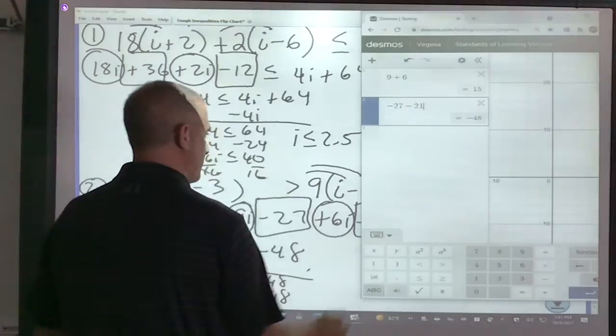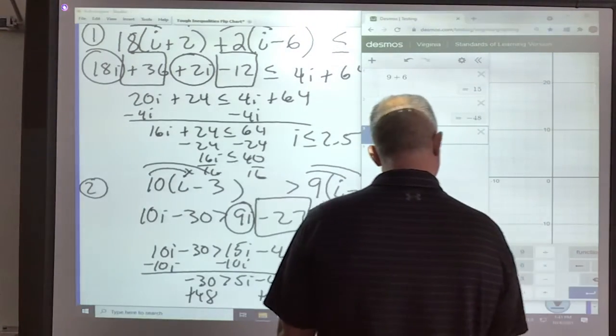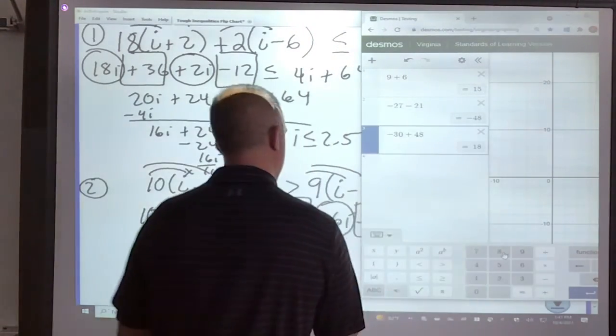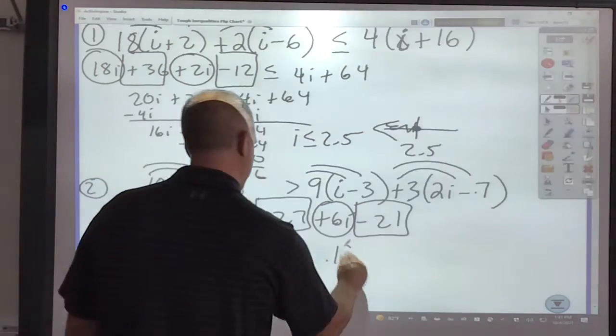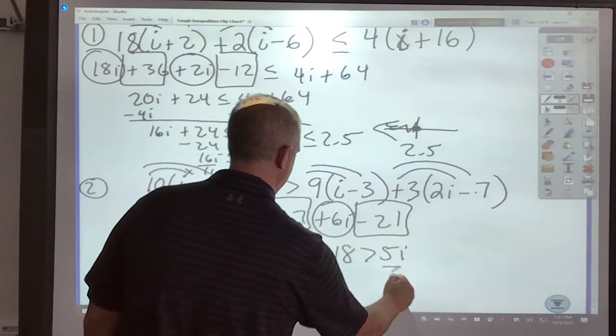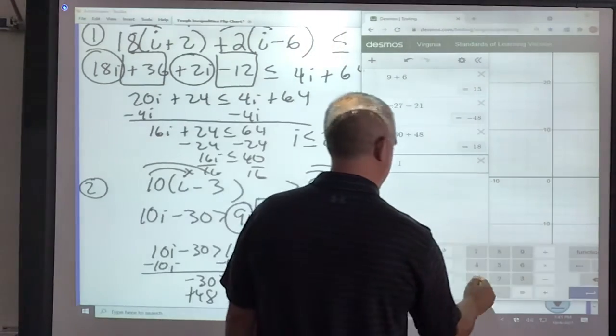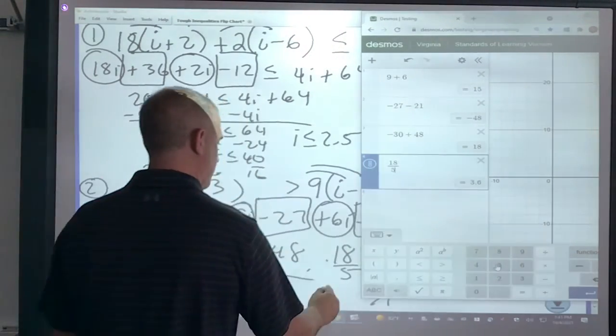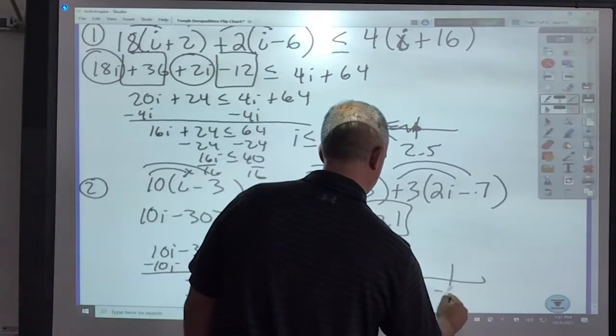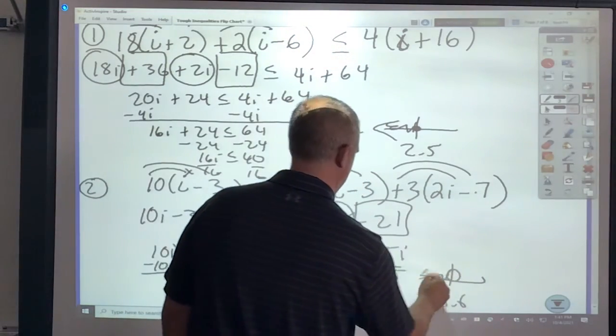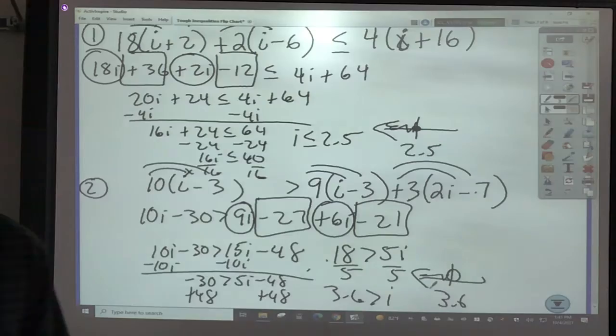Okay, I'm going to use my Desmos. That's going to be negative 30 plus 48, which is 18. So I got 18 greater than 5i. Divide by 5. I got i. 18 divided by 5 is 3.6. 3.6, open circle, shade it that way. Okay? And moving on to the last question.